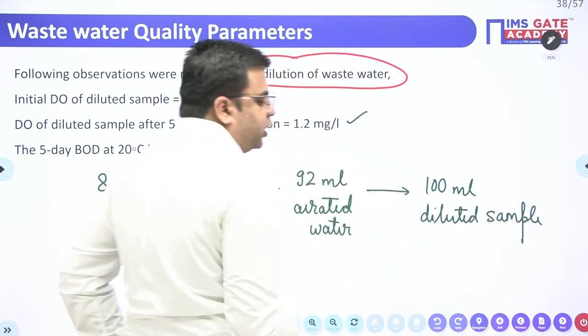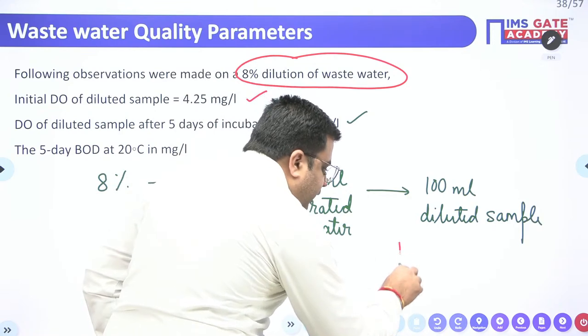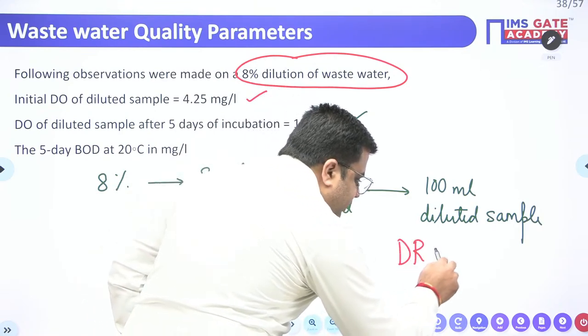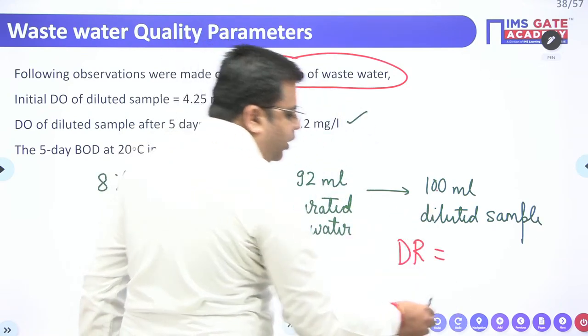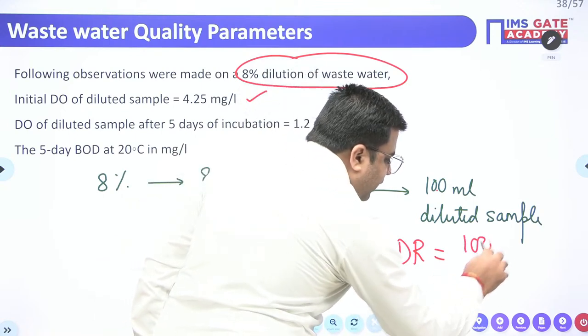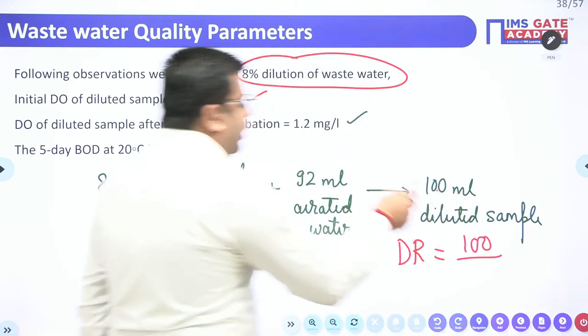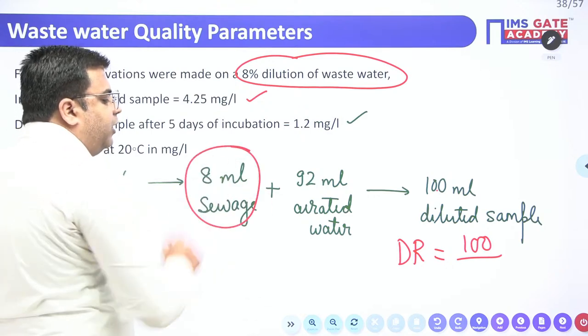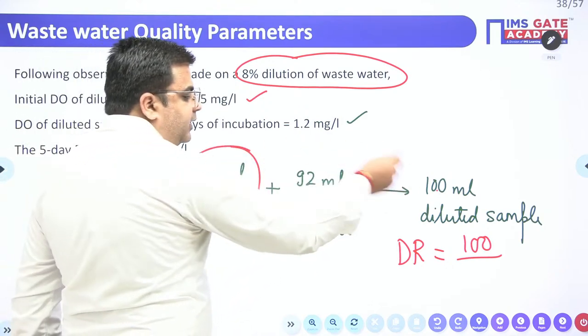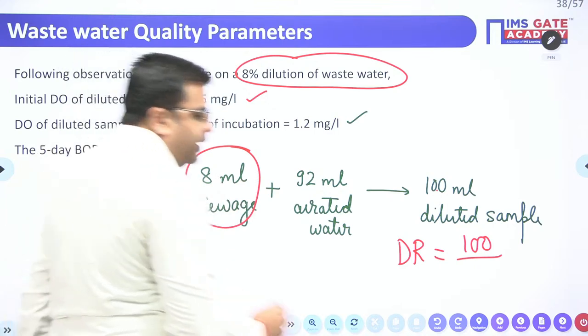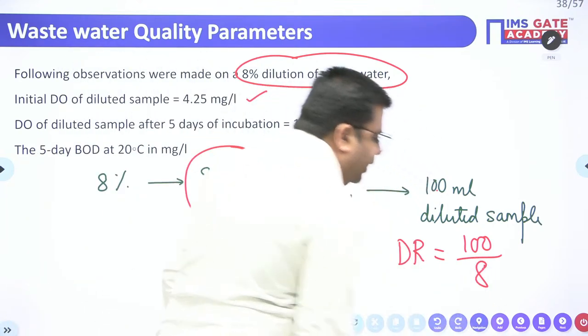Get me the dilution ratio for this diluted sample. The dilution ratio is equal to the total volume of the diluted sample, that is 100 ml, divided by the volume of the original sample present in the diluted sample. The volume of original sample present in the diluted sample is 8 ml. So this is 100 by 8.